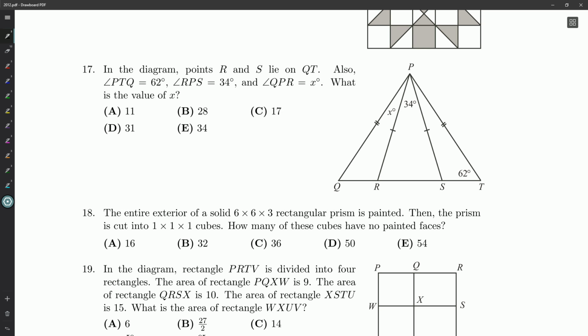Hello everyone, hope you're all doing well and you're ready for more of our 2012 Pascal paper. We're on question 17 now.